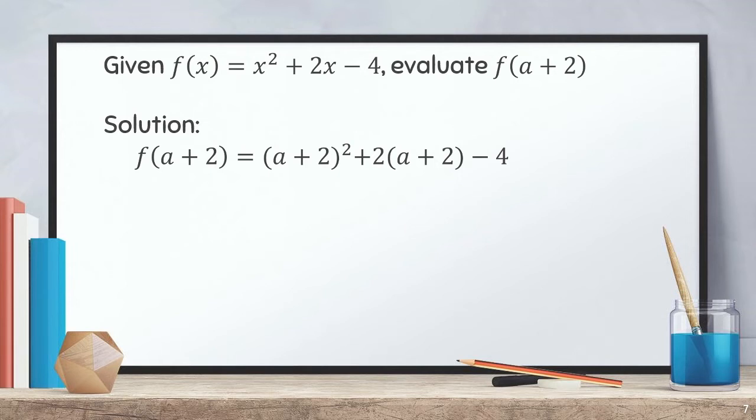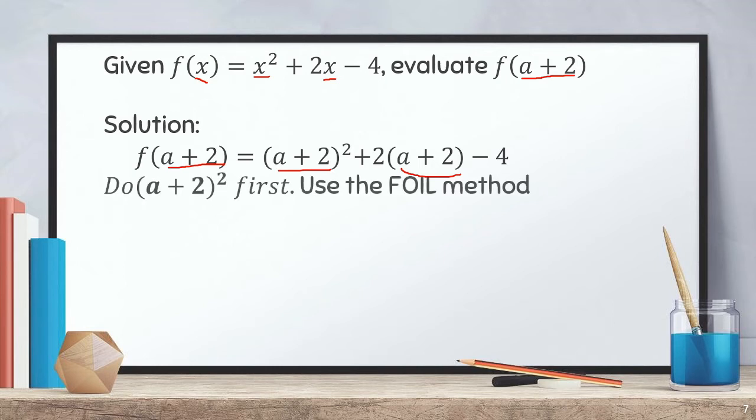So again, we replaced all x, those three x's, with a plus 2. So here they are. Next, first we have to simplify a plus 2 squared, this one. There are three terms, so we have to simplify the first term first. So we're going to use the FOIL method. FOIL stands for first, outer, inner, and last.